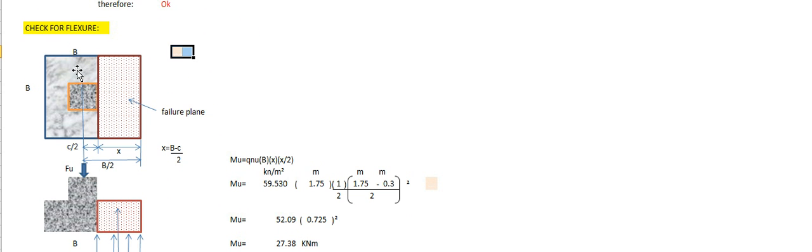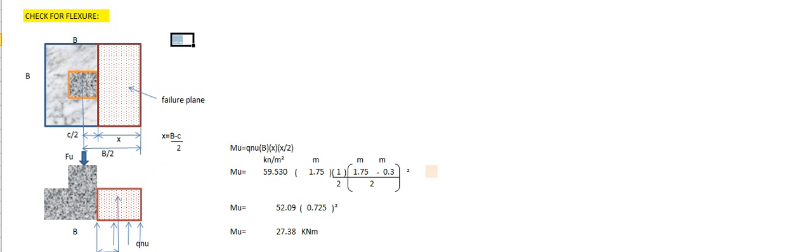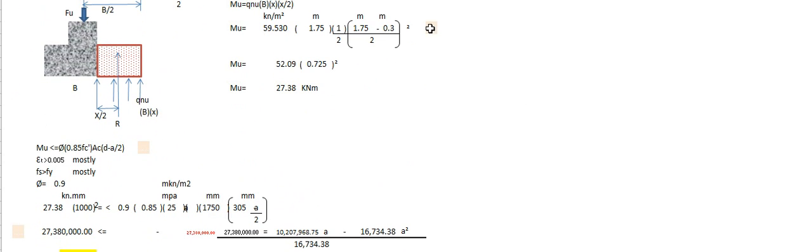As per drawing, the failure plane is here at distance x, or width b over 2. From the center of the column toward x is c over 2, so ultimate moment Mu is equal to q times b times x squared over 2, so Mu is 27.38 kilonewton meter. Following the formula, Mu is equal to 59.53 times 1.75 times 1 over 2 times 1.75 minus 0.3, all divided by 2, to the power of 2, so Mu is 27.38 kilonewton meter.